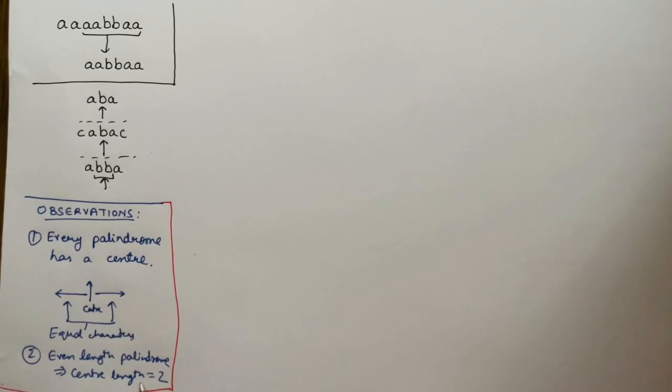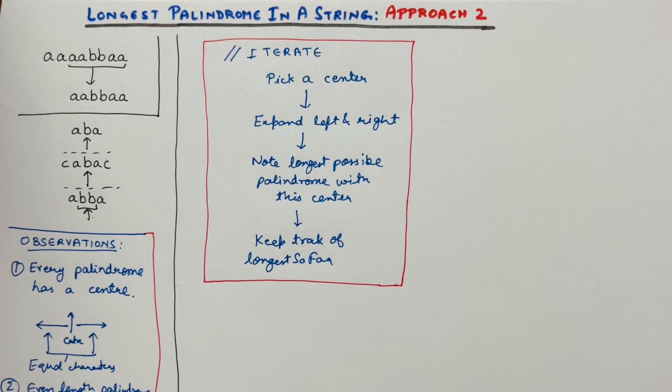So these are some of the observations that we made: every palindrome has a center where the characters to the left and the characters to the right are equal, and if the palindrome is of even length, then the center length will be 2. With these observations in mind, what could be our approach?